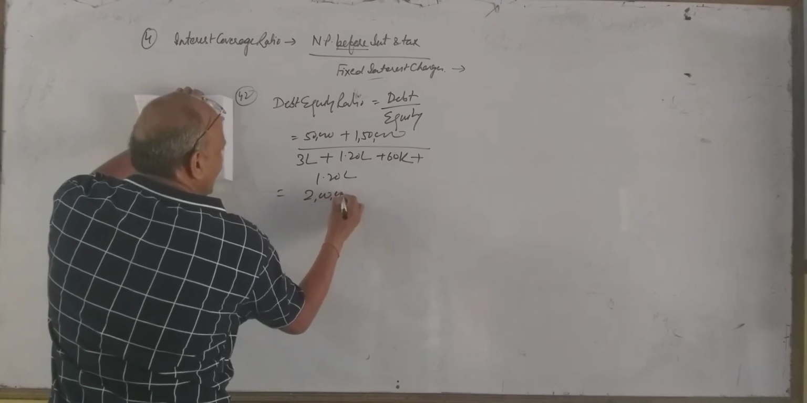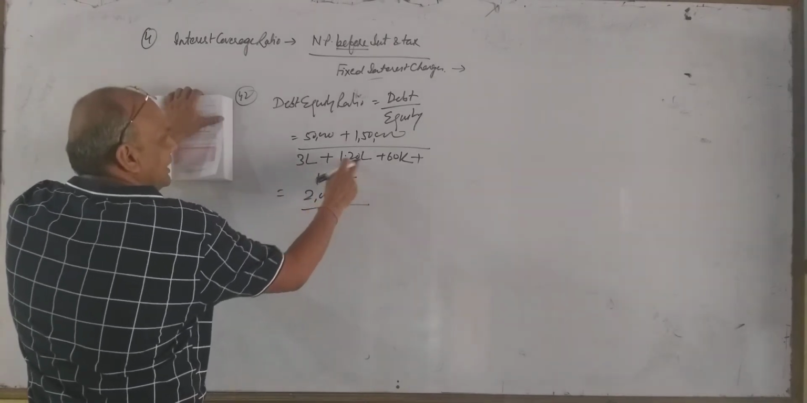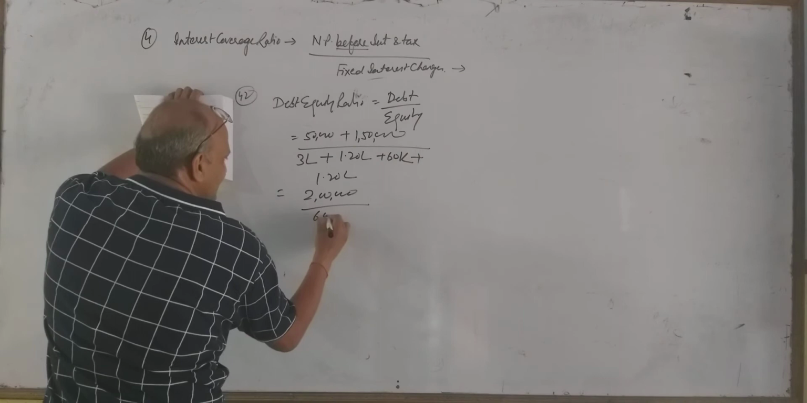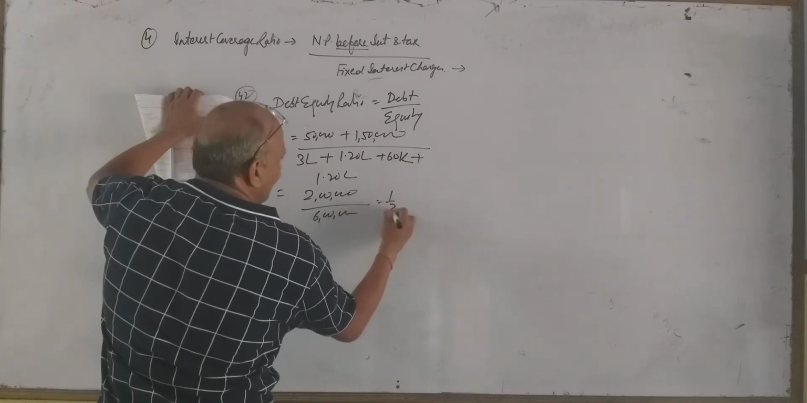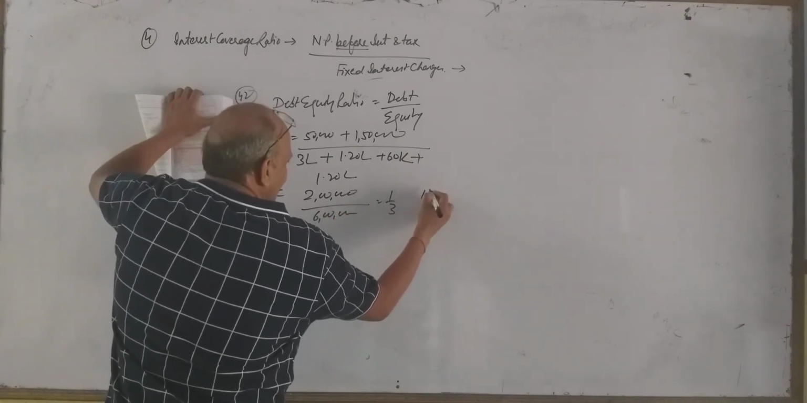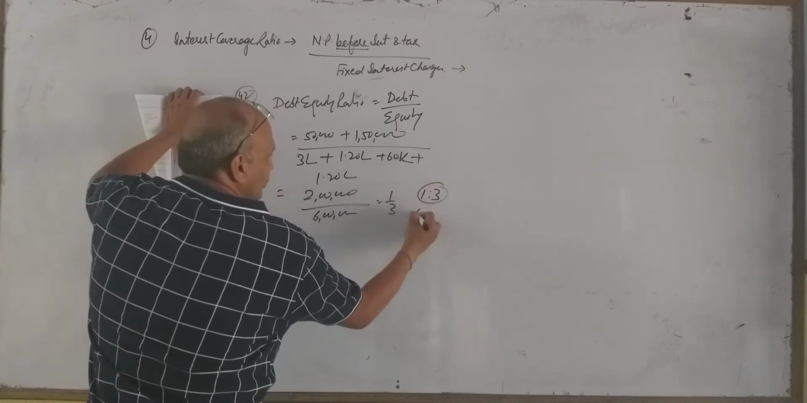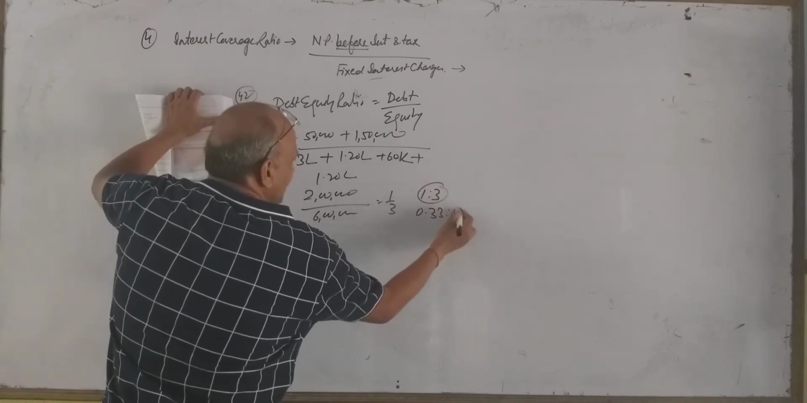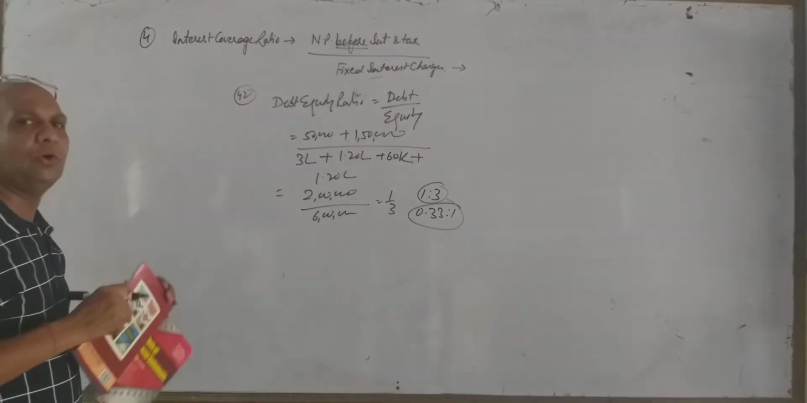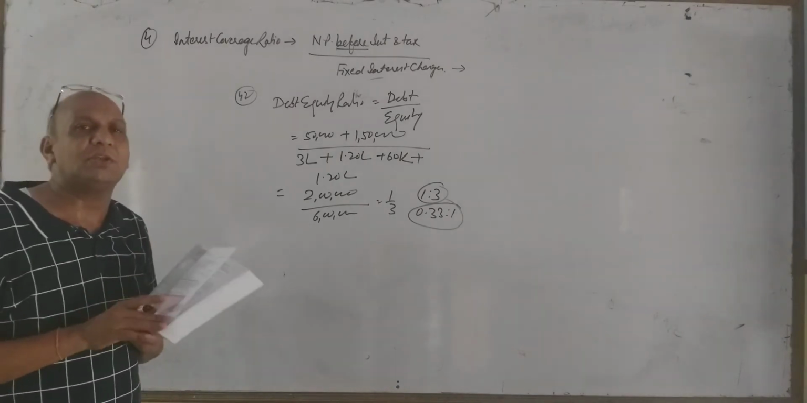So let us do it, sir. 2 lakh divided by 6 lakh. It comes 1 upon 3, or you can say 1:3, or you can say 0.33:1. This is known as debt equity ratio.